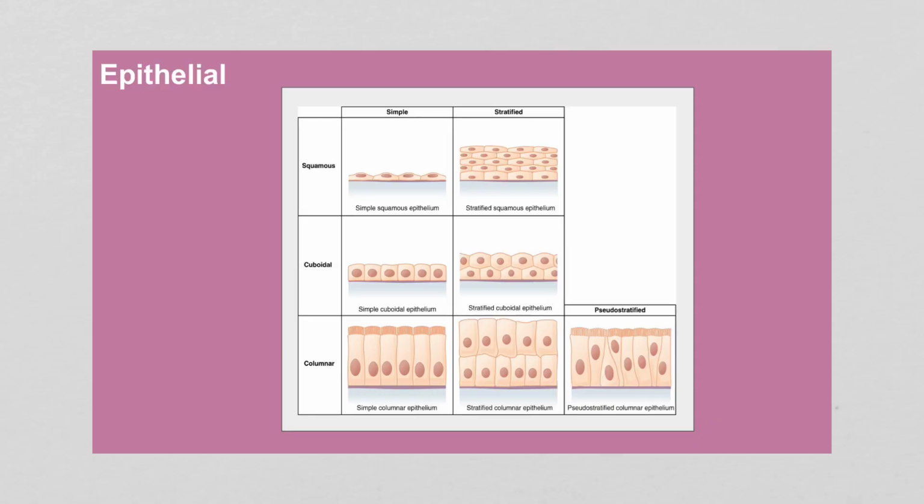Looking at stratified examples, stratified squamous is found on our skin, on our mouth, in the rectum, all of our body openings, so multiple layers for protection. Stratified cuboidal and columnar aren't seen all that often, but they are found in larger ducts. There's another type of epithelium called transitional epithelium that is only found in the urinary system.